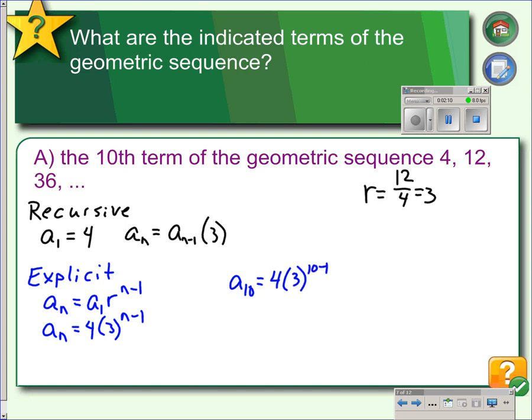According to the order of operations, you would do your exponents first. So that would be 4 times 3 to the 9th. 3 to the 9th is 19,683. And then we would multiply that by 4. And we get a sub 10 equals 78,732.